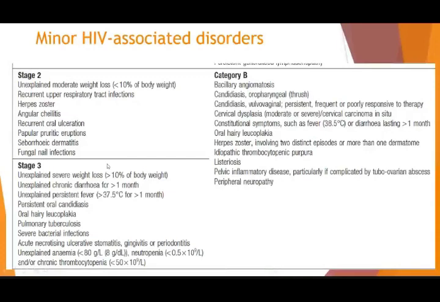If a patient comes with recurrent oral ulcerations, one of the differentials is minor HIV disorder. After all of these are excluded, you have to send the patient for serology for HIV.